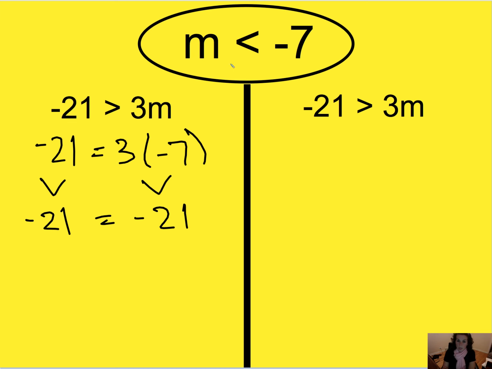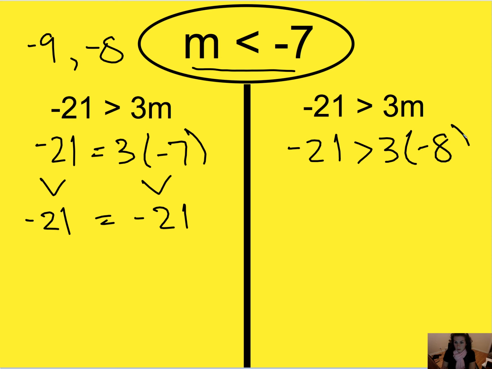Over here, we want to pick any number that is less than negative 7. That could be negative 8, negative 9. Picture your number line. We're going to the left because we want numbers less than negative 7. So I will do negative 8. So this is negative 21, and I want to see if that's greater than 3 times negative 8, which is negative 24. That is true. If you're confused, look back at a number line. Negative 21 is actually greater than negative 24.